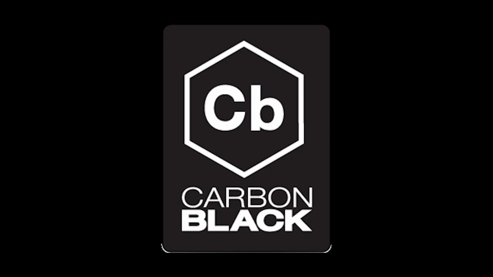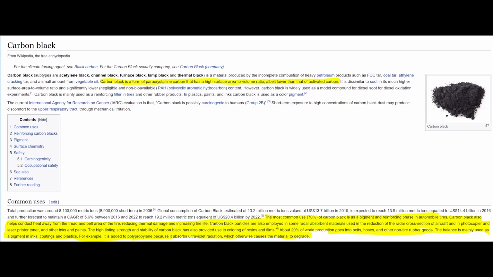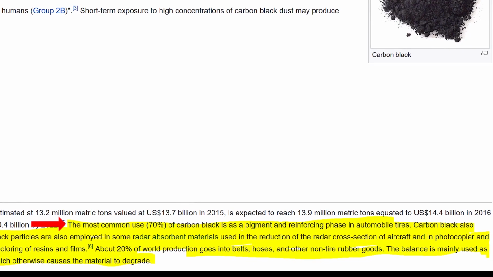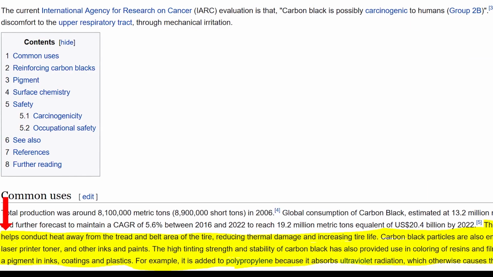So let's take a look at something called carbon black. Now we're going to see the same benefits in melanin we find in this carbon black. It says, carbon black is a form of polycrystalline, which polycrystalline is like a liquid crystal. Polycrystalline carbon that has a high surface area to volume ratio, albeit lower than that of activated carbon. Now it says down here, the most common use, 70% of carbon black, is as a pigment and reinforcing phase in automobile tires. Carbon black also helps conduct heat away from the tread and belt area of the tire, reducing thermal damage and increasing tire life.